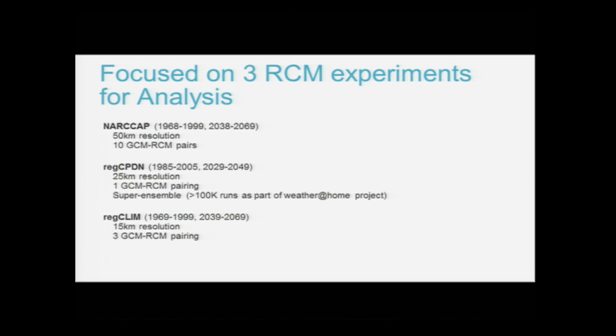And then lastly, RegClim, which is a 15-kilometer resolution, so our highest resolution that we're looking at. And it combines 3 unique GCM and RCM pairings. And it is 2039 to 2069, and then 1969 to 1999.